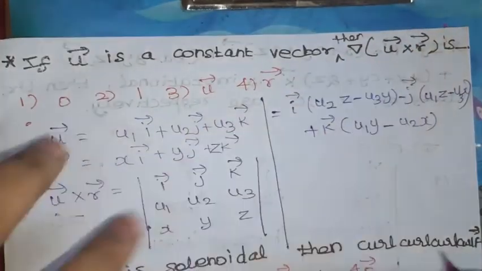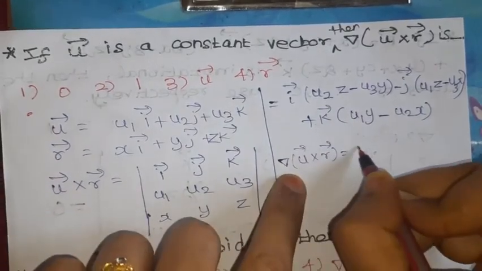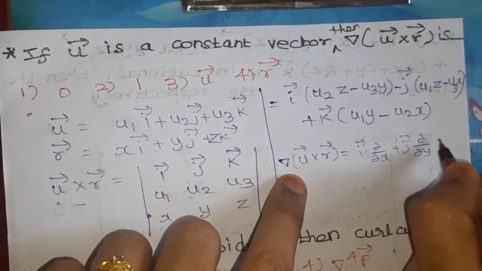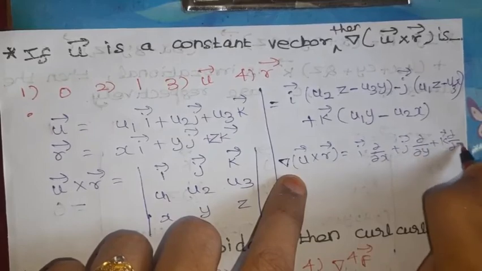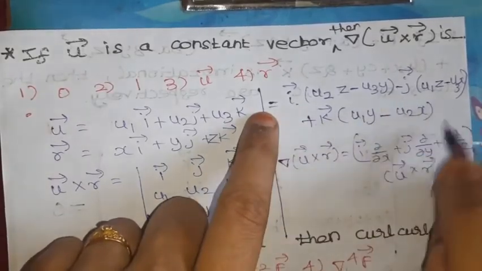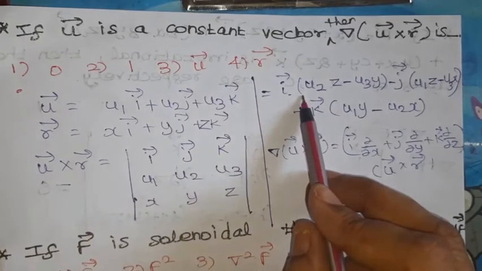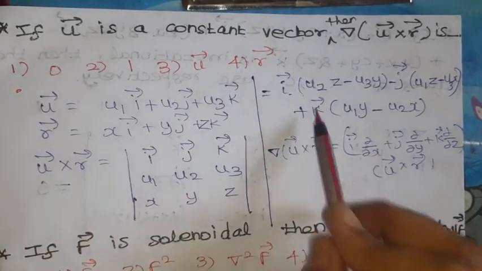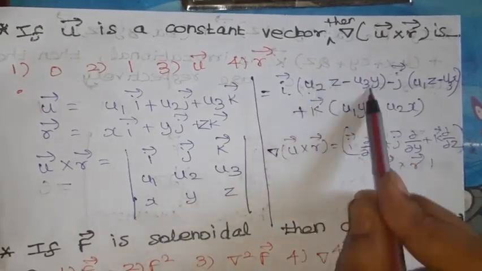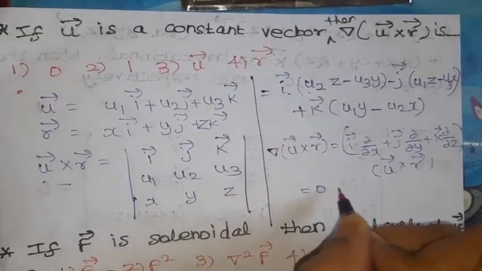Next we will find the gradient of this, so del into u cross r. So what is del? i ∂/∂x plus j ∂/∂y plus k ∂/∂z into u cross r. U cross r is nothing but this one, i into this and this. I am not going to repeat it. Just do the cross product. So ∂/∂x of i into i, ∂/∂x of this term, see the item only, ∂/∂x, there is no x with respect to i, so we will get 0 only.